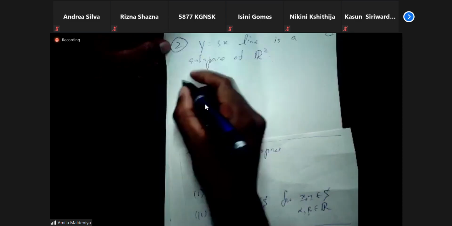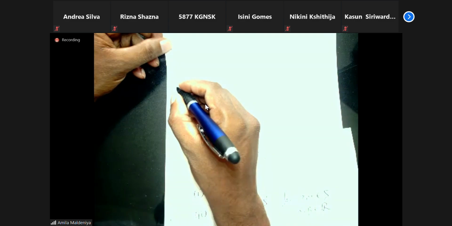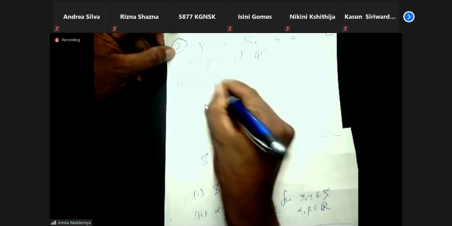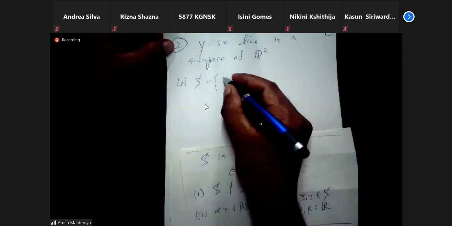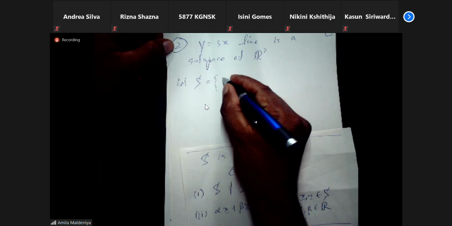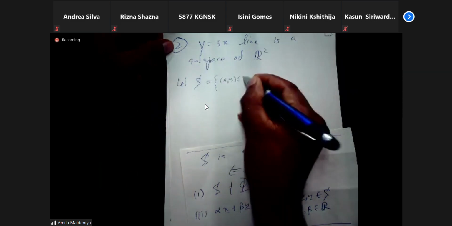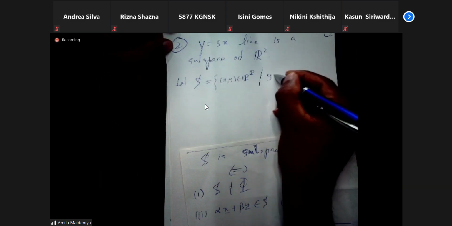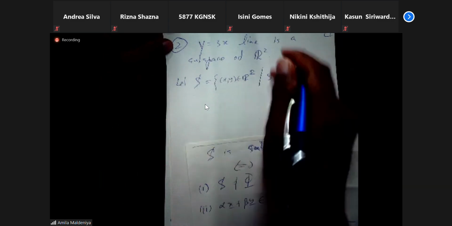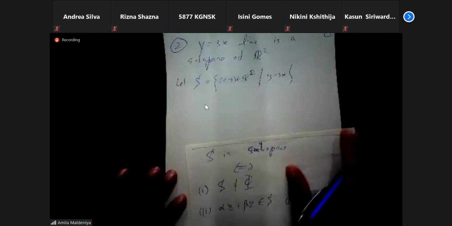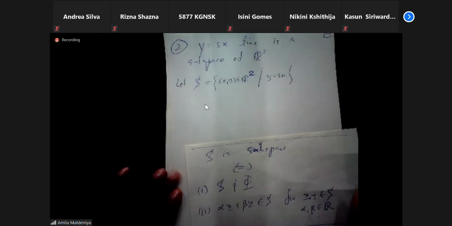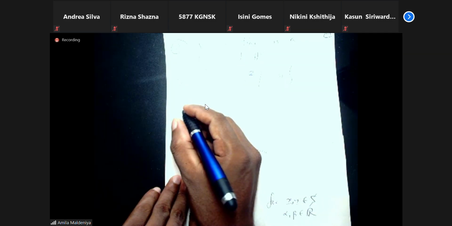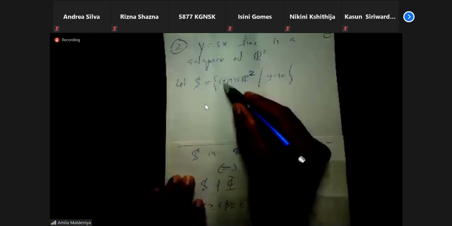First, let S be something like (x, y) in R2 so that y equals 3x. Or you can define it a different way. So let's identify the set in R2. Now let's prove S is non-empty. Which one? (0, 0), no? If you like, x equals 0.